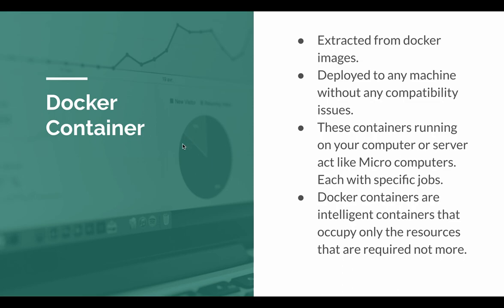Here comes the most important concept of Docker, that is the Docker container. Docker containers are extracted from Docker images and deployed to any machine without any compatibility issue. Like we can use a single Docker container on any number of systems or servers. These containers running on systems or servers act like microcomputers. So a single Docker container acts like a single microcomputer. Each Docker container has its own specific job. Docker containers are intelligent and they only occupy the resources that they need. This is another benefit of using Docker containers.